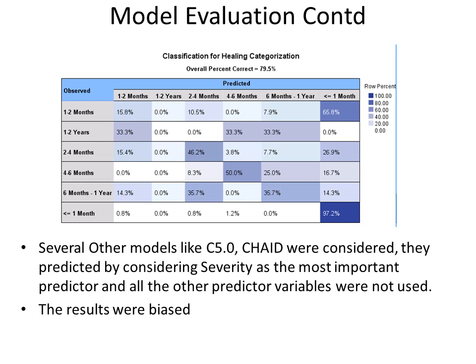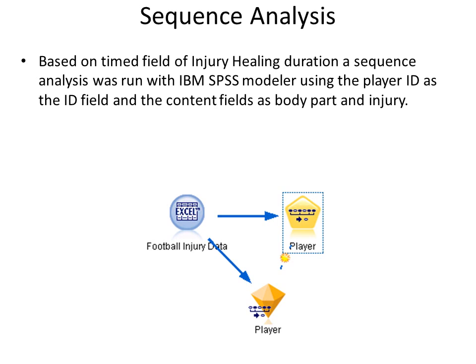I tried several other models like C5.0, but they predicted the classes by taking only severity as the most important predictor and all the rest of the predictor variables were not used, so the results were biased. I also did a sequence analysis based on the time field of injury healing duration. I used SPSS Modeler here again, and I took the player ID as the ID field and the content fields as body part and injury.